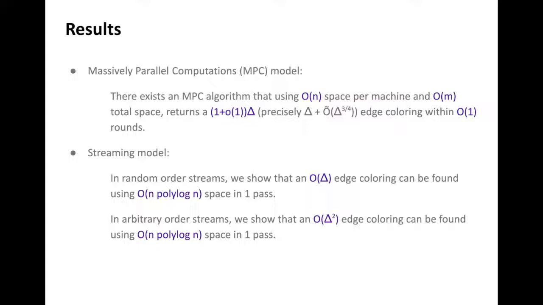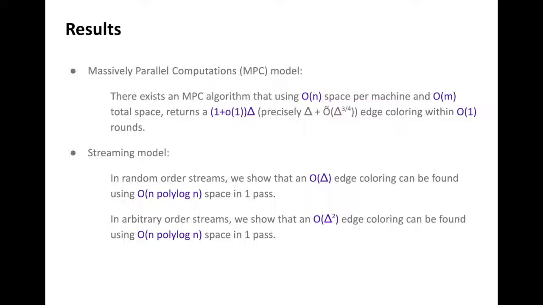Our second set of results are in the streaming model. We show that if the edges arrive in a random order, we can achieve an O(Δ) edge coloring using n polylog space and 1 pass. And if the edges arrive in an arbitrary order, we can achieve an O(Δ²) edge coloring using n polylog space and again 1 pass.